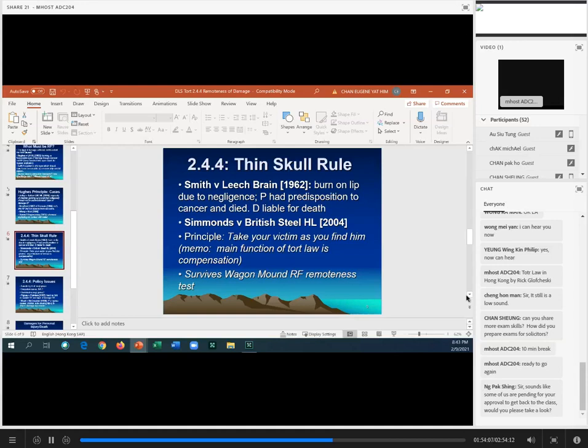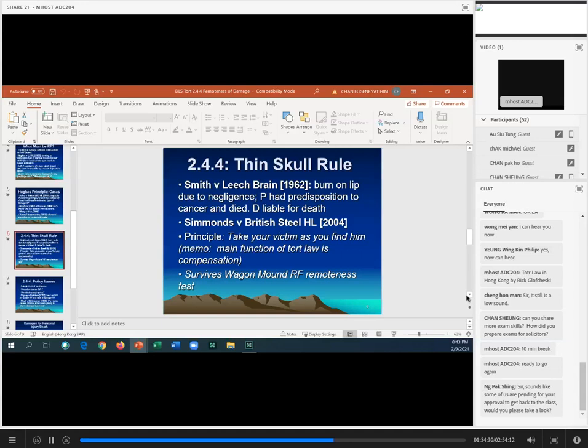Okay, so Smith and Leech Brain, everybody, is a must-know case. It does come up in exam questions, usually in part A of the exam, just say, explain what is meant by the thin skull rule. Well, not difficult when you know that the main function of tort law is compensation, and you take your victim as you find him.